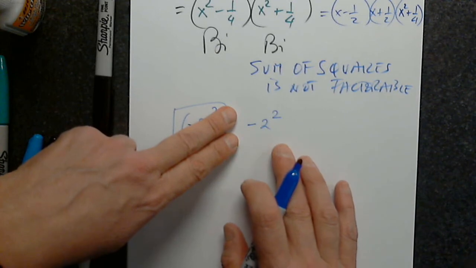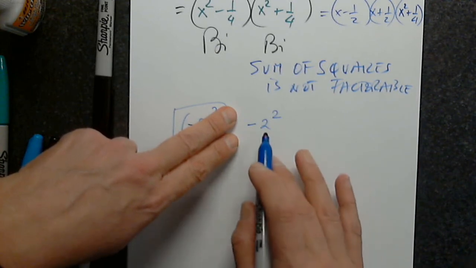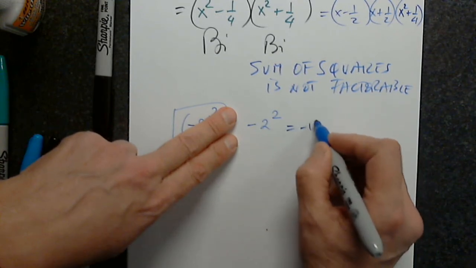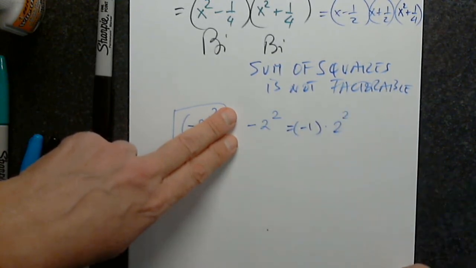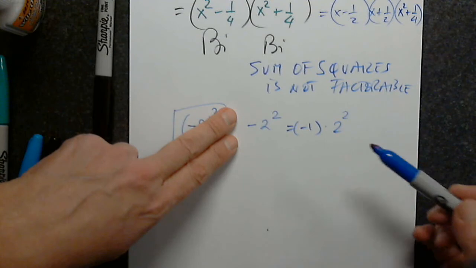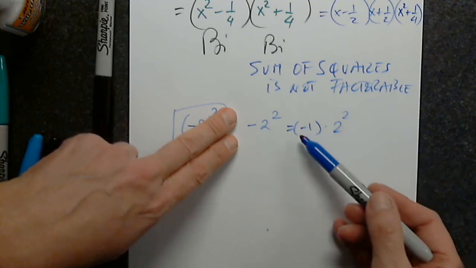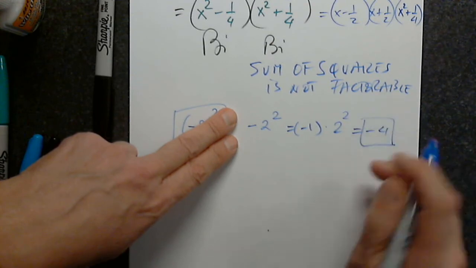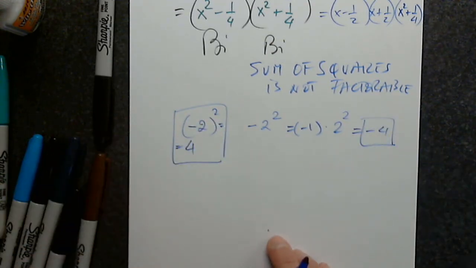In this situation, I'm specifically told you have to square 2. When you're done, make sure you multiply by negative 1. So here I square 2, I get 4, I have to multiply that by negative 1, so I get the final answer as being negative 4. That's one thing.